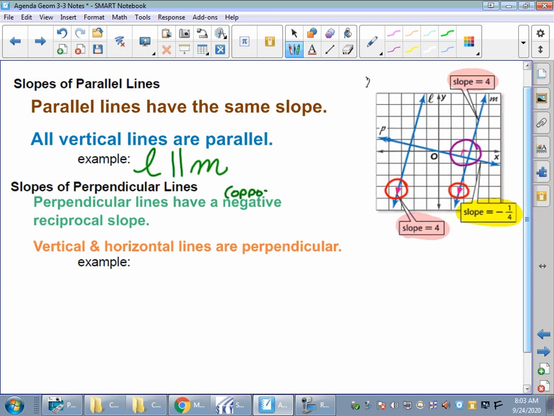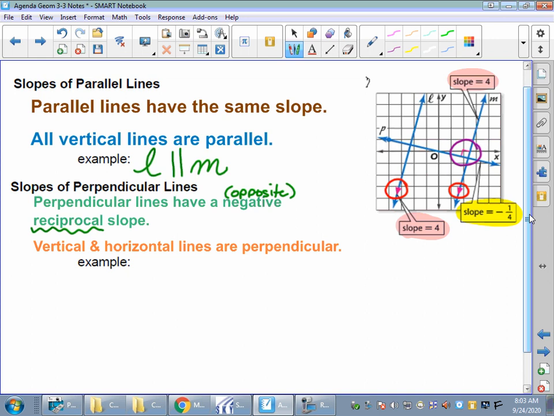So if one is positive, the other has to be negative. If one is negative, the other has to be positive. So the technical term is they have a negative reciprocal slope. I like opposite because it's the opposite sign of what the one was. So I've got 4 and negative 1/4. One's positive, one's negative. And then reciprocal, do you remember reciprocal?